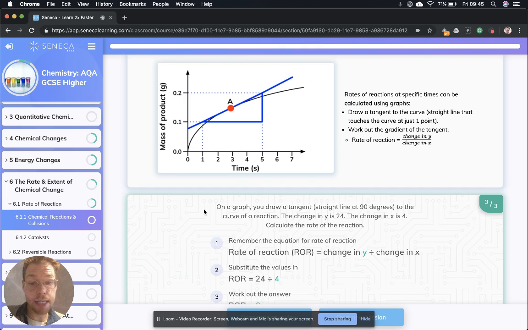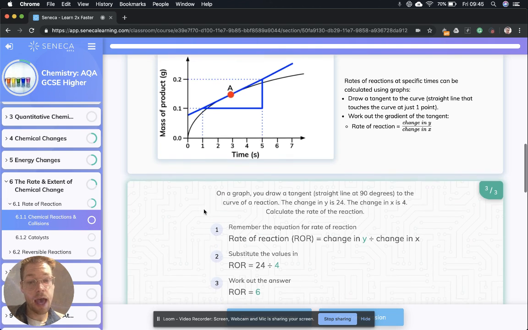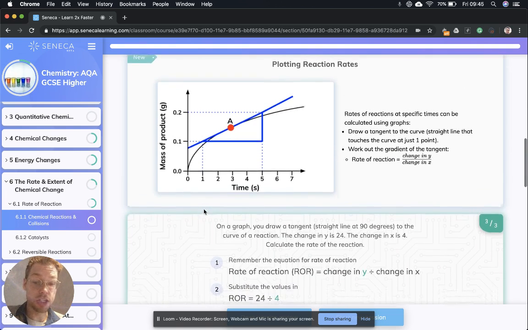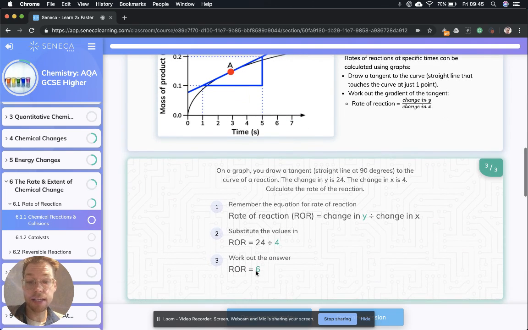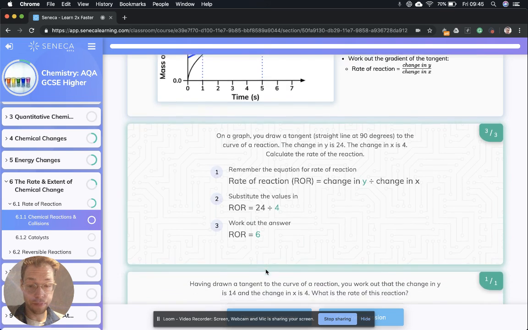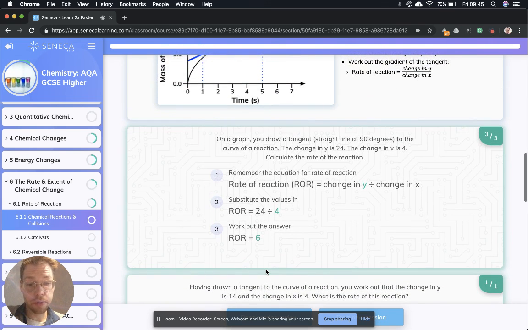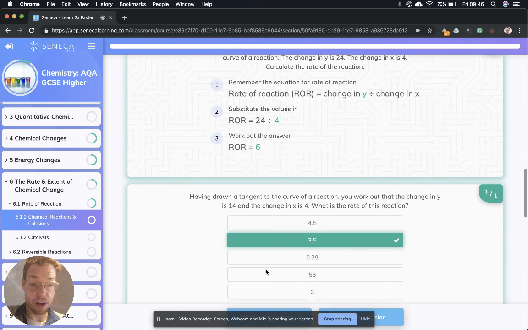Say we drew a tangent to the graph. It's a straight line, and the change in y was 24, and the change in x was 4. What would the rate of the reaction be? It would be 24 divided by 4, which gives us 6. Okay, let's do another one. If we draw a tangent to the curve of a reaction, and the change in y is 14, and the change in x is 4, what's the rate? It's going to be 3.5.